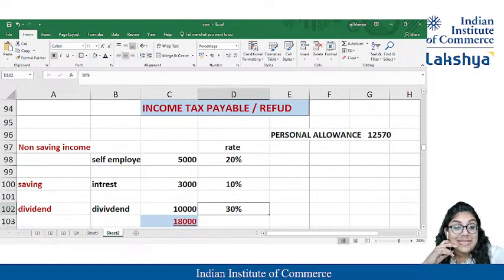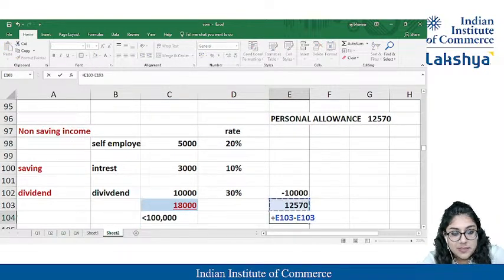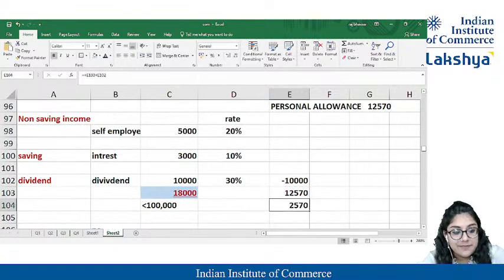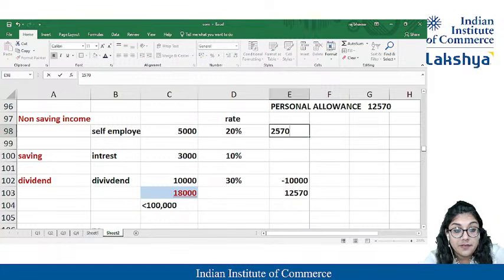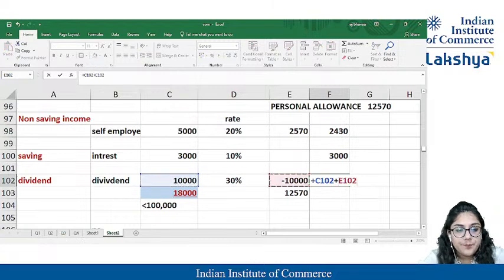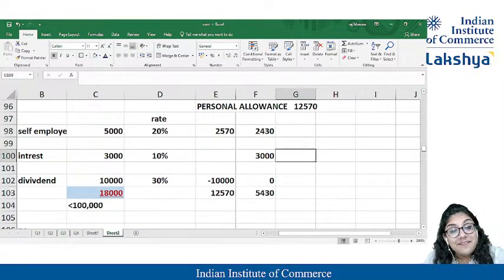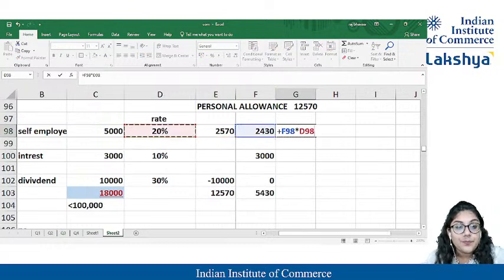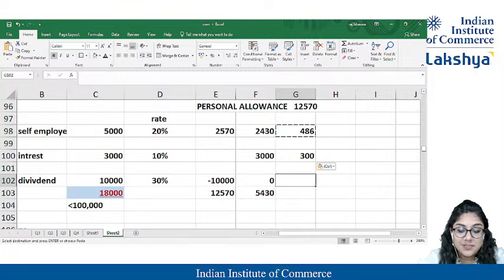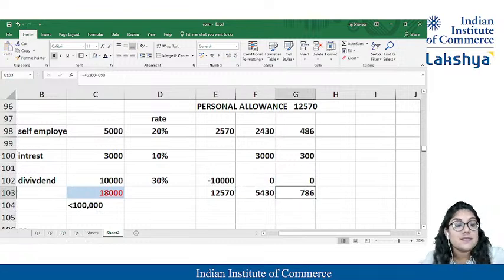You will think, ma'am, the tax rate is higher for dividend, right? Ma'am, let me reduce 10,000 from here. So what is my leftover? My leftover amount is 2,570. Let me reduce it against the 20% income. So over here I will have this much income now, 5,430. If you multiply with the tax rate of 20%, you will get 486. If I copy it and paste it over here, my total tax is going to be 786.